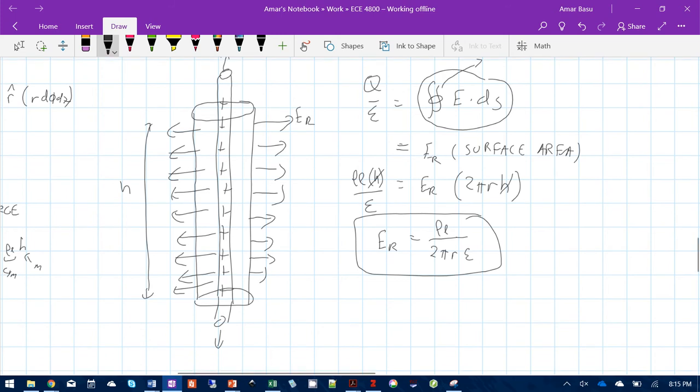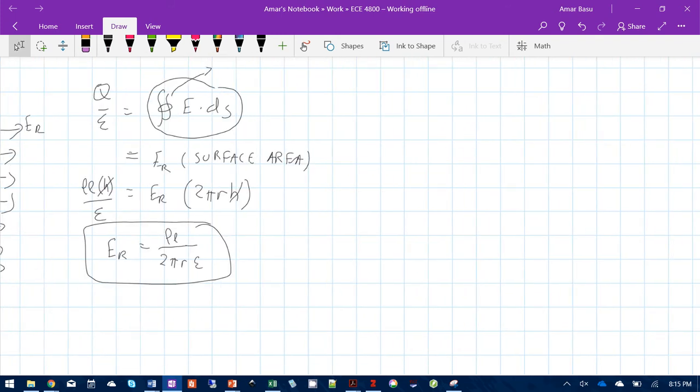The problem that you're going to have in your homework is going to be a disk.